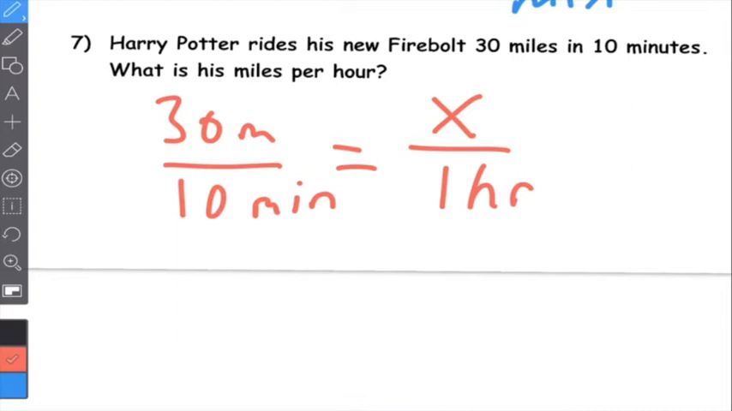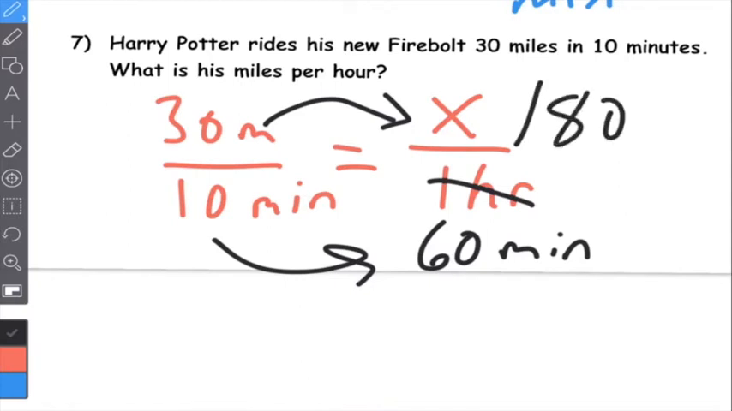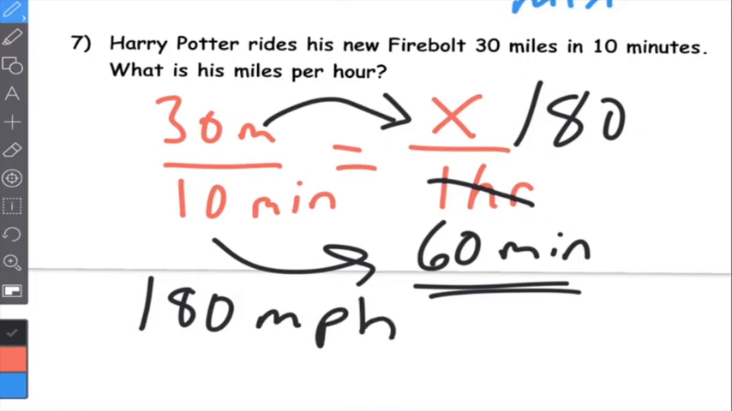Okay, so a few things. You could do this several ways, but what I'm going to do first is convert this to 60 minutes, and then I could convert it back later. So I have to figure out, how did I get there? I times it by 6. I times this by 6, the miles, and I'm going to get 180. So it's 180 per 60 minutes, but we already know that 60 minutes is 1 hour. So the answer is going to be 180 miles per hour, MPH.